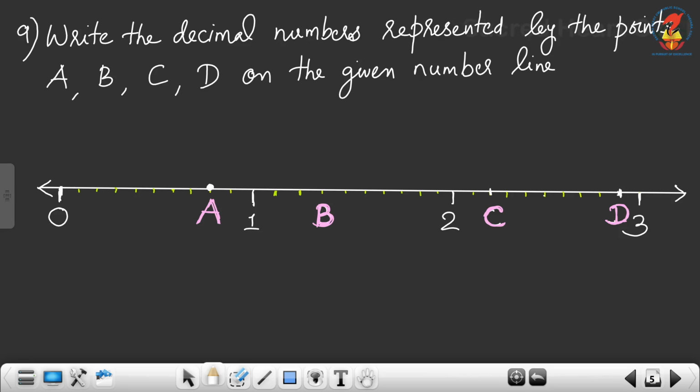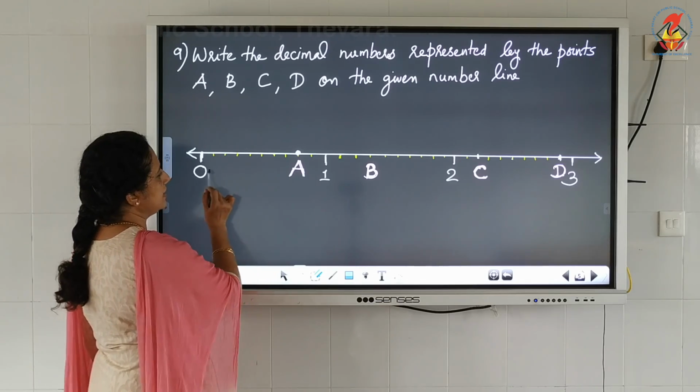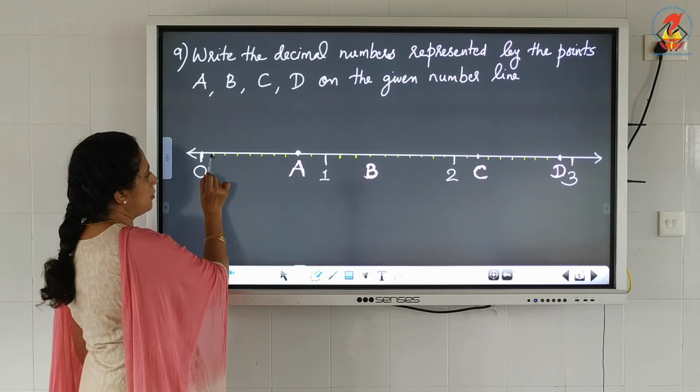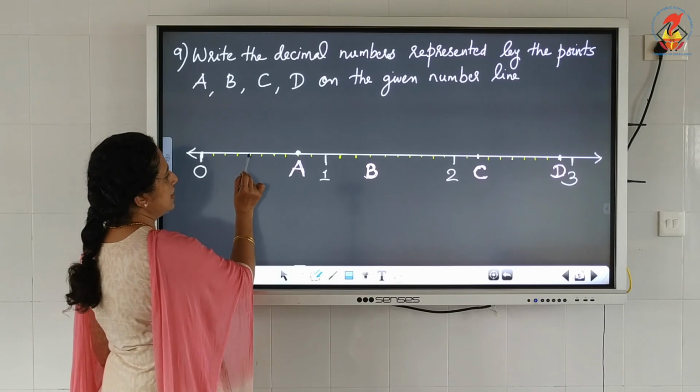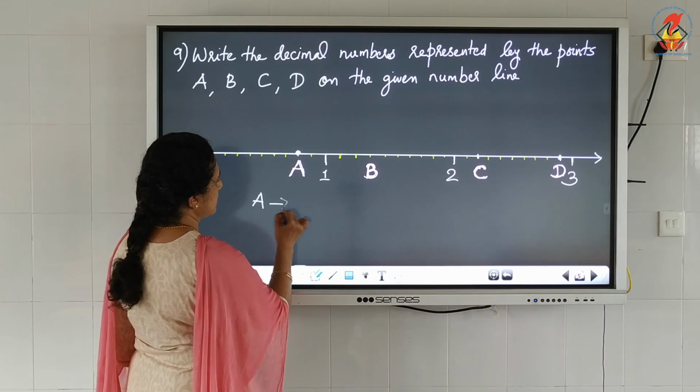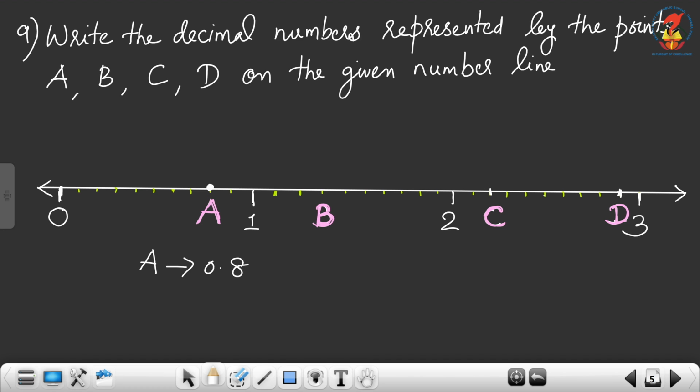Now next, write the decimal numbers represented by the points A, B, C, D on the number line. So the number line is given. So the point A represents which decimal number? Now look at that. A lies between 0 and 1, and the distance between 0 and 1 is divided into 10 equal parts. So the first part is 0.1, 0.2, 0.3, 0.4, 0.5, 0.6, 0.7. So A represents 0.8. Then after 1 we have 1.1, 1.2. So B represents 1.3.